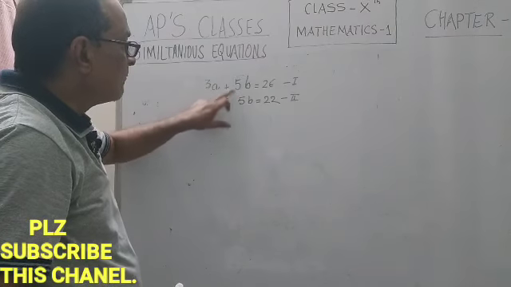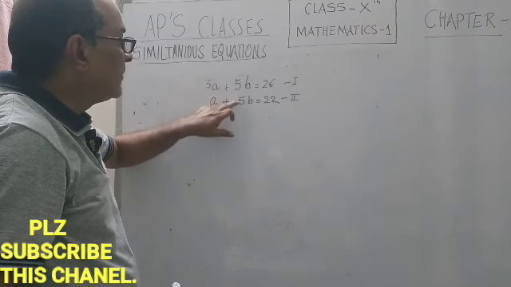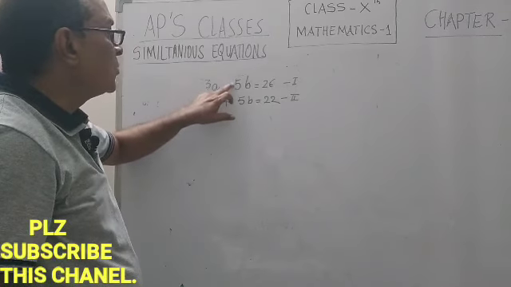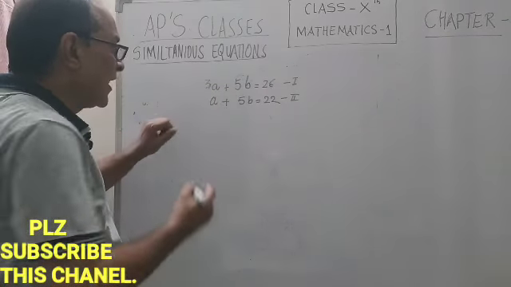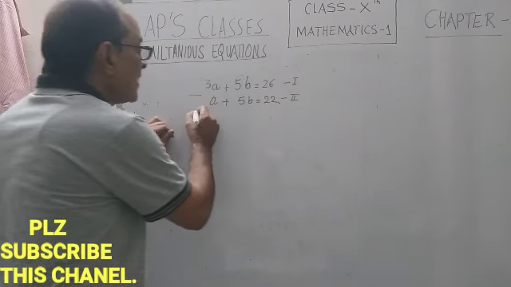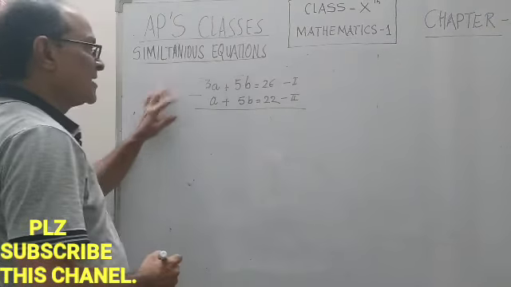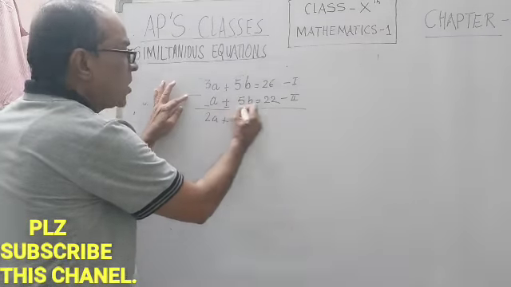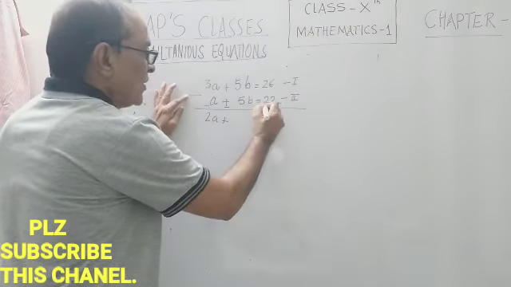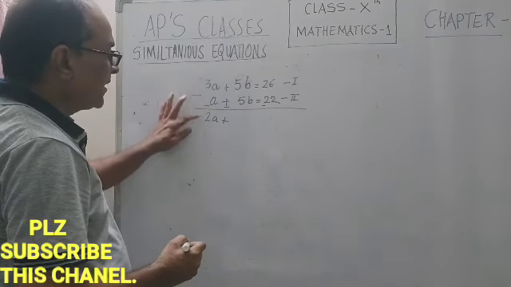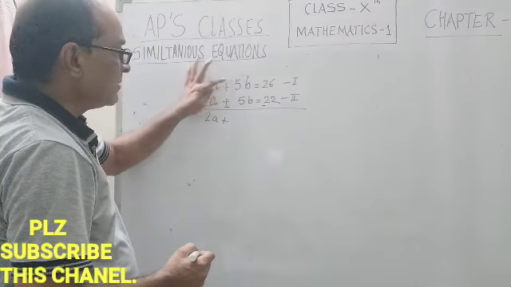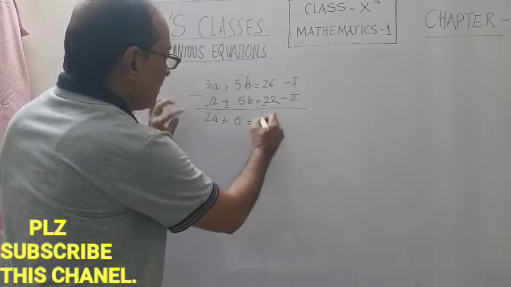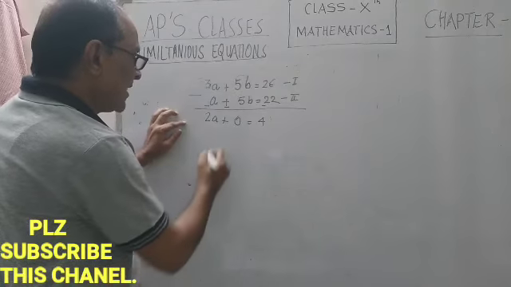5b, 5b, both are the same one. So I can eliminate here very easily. What is the action I need to do? I need to do subtraction. So I will subtract the second equation from the first one. See here, when you apply subtraction, naturally all the symbols will get changed. 3a minus a, 2a, 5b minus 5b, 0, and 26 minus 22, that is 4.